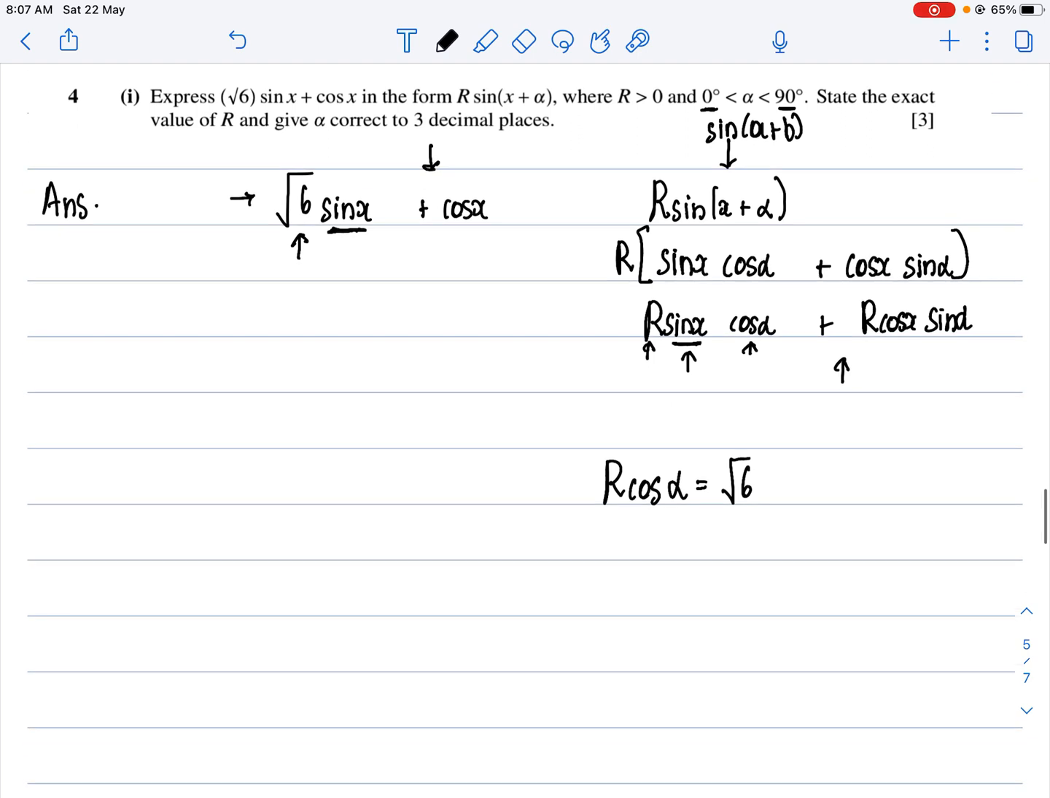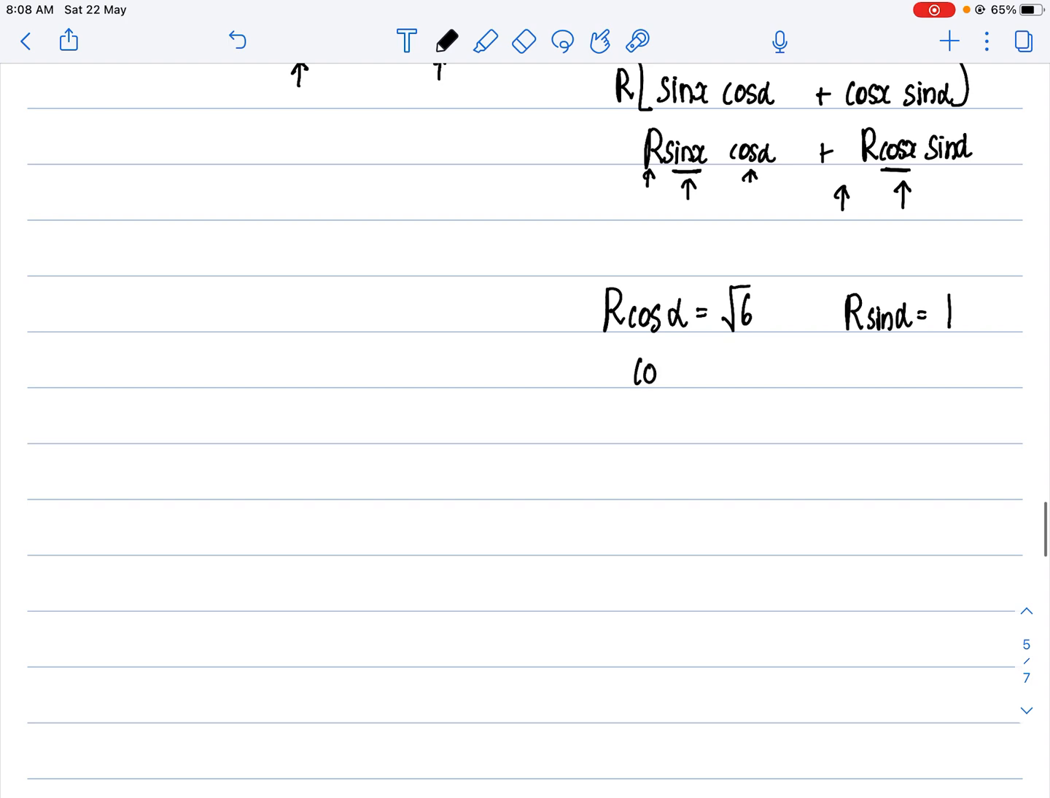In the same way, I have cos x here and cos x here. The coefficient of cos x here is r sine alpha, which is equal to 1, the coefficient of cos x. So I can write cos alpha equals root 6 by r, and sine alpha equals 1 over r.